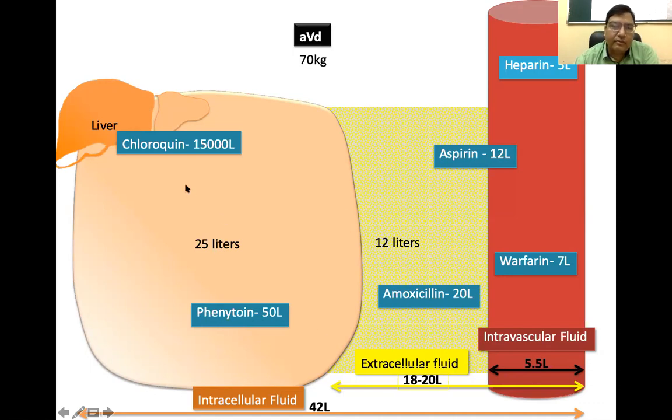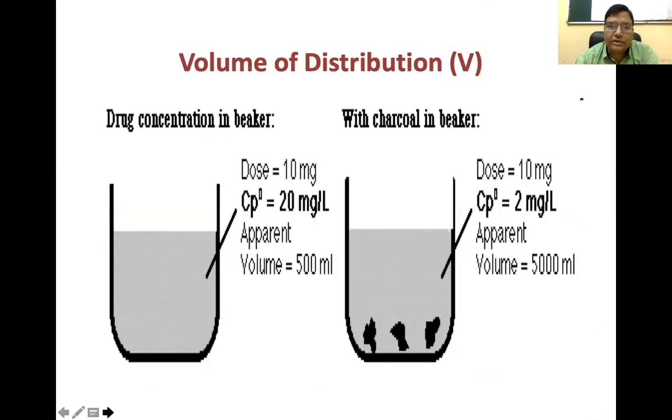But when we see one more drug, chloroquine, it has 15,000 liters of volume of distribution. What happens? It gets distributed to the various tissues, and it gets bound to the tissues and absorbed over there. How this large volume of distribution comes about, I am going to explain in the next slide.